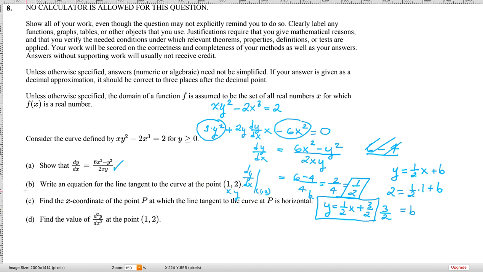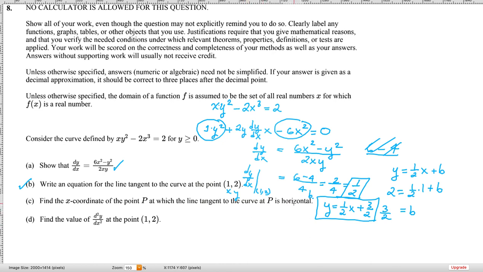So A I did, B now, and now C. So now let's see C. Find the x-coordinate of the point P at which the line tangent to the curve at P is horizontal. Okay, so you want to find the x-coordinate of the point P at which the line tangent to the curve is horizontal.